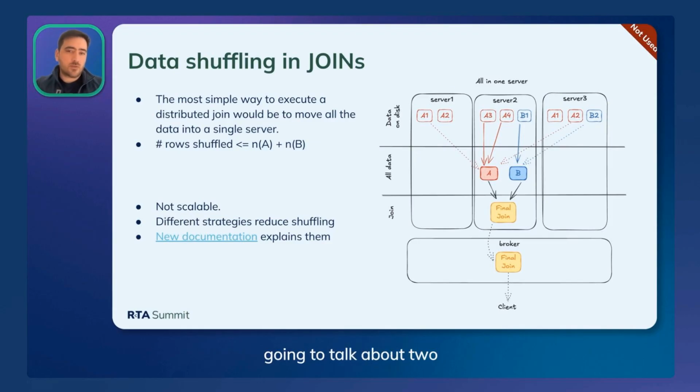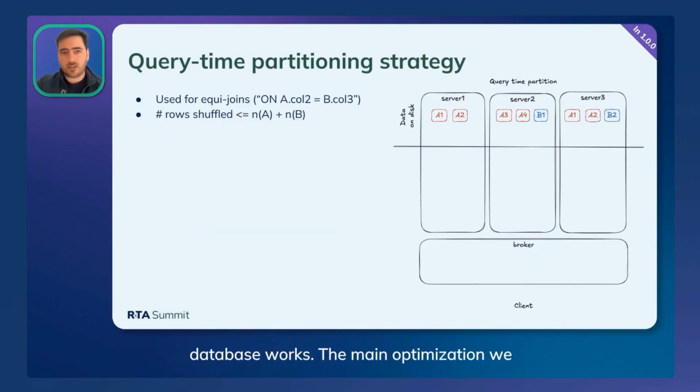I'm going to talk about 2 of them, but there are others, and I recommend you go to the documentation to read about them. We explain them in the same style, with charts, and I think that is a very educational way to understand how the database works under the hood. The main optimization we have, the one used most of the time, is one that we can apply whenever we have an equi join.